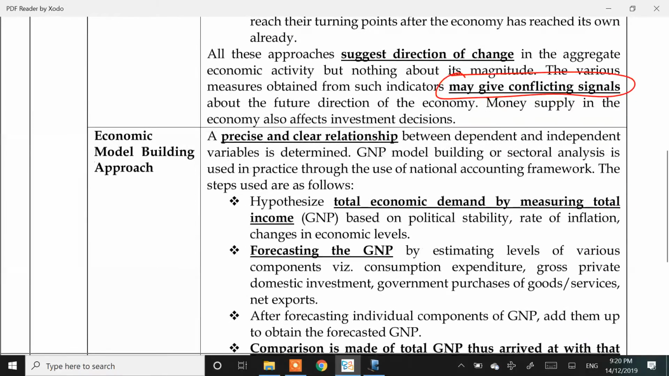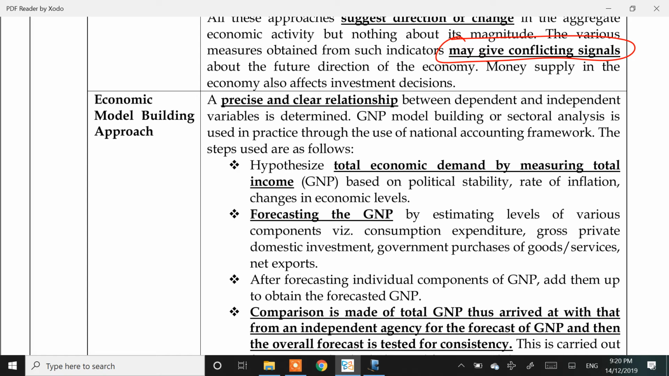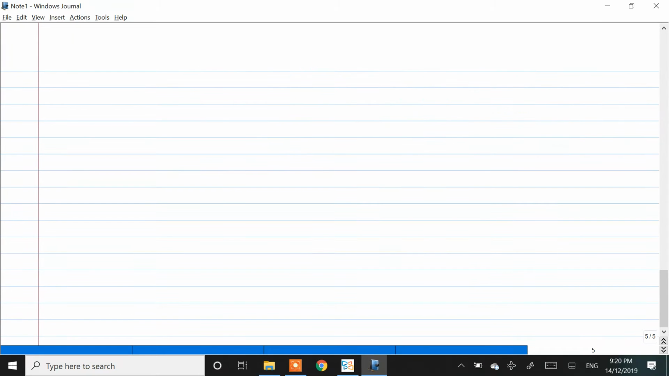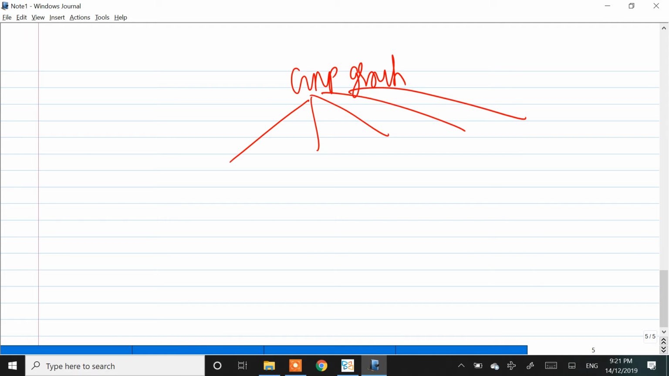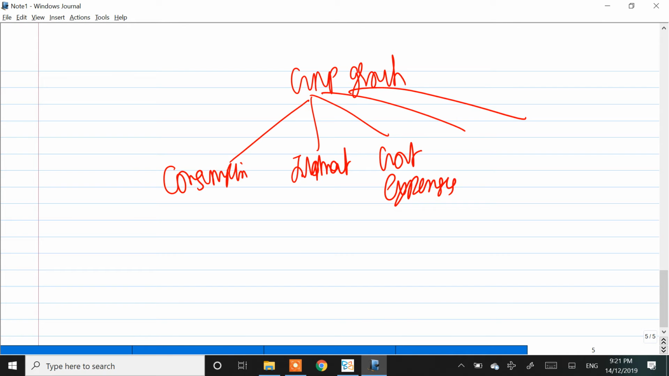The third approach is an economic model building approach. Now, what is an economic model building approach? For the GNP growth or the GDP growth, you try to find out the various factors which can contribute to the GDP growth. Example, consumption, investments, government expenses. So the various factors which are going to affect the economic growth, you try to find them.